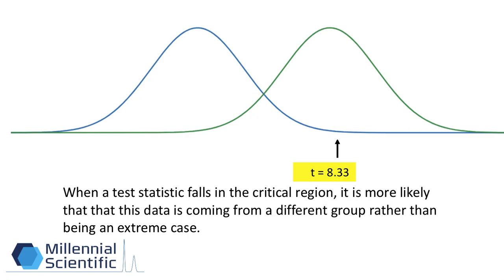When a test statistic falls in the critical region, it is more likely that this data is coming from a different group rather than being an extreme case. In our example, this t-value of 8.33, we can see it is much more likely that it is coming from this green population rather than being an extreme case from this blue population. And this idea is fundamental to all of these statistical tests.